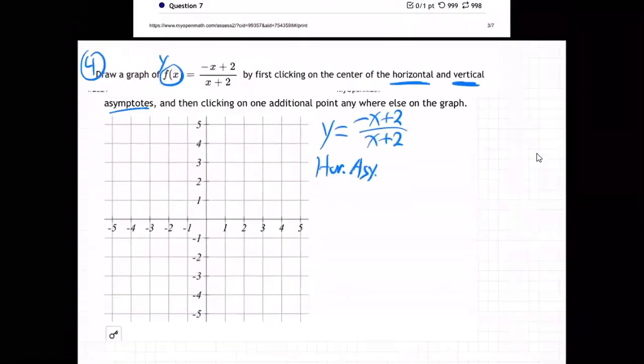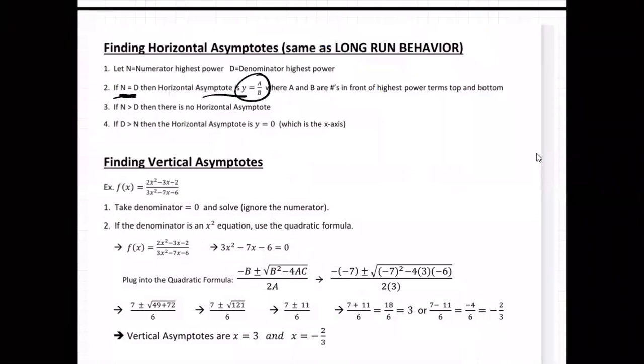Okay, what's the highest power? Well, this is a 1 power, and they both have an invisible 1 power. The numerator and denominator powers are equal. They're both just x to the first power, x to the first power, right? Okay, what do you do in that case? When they're equal, the horizontal asymptote is y equals a over b, where a and b are the numbers in front of the highest power terms, top and bottom.